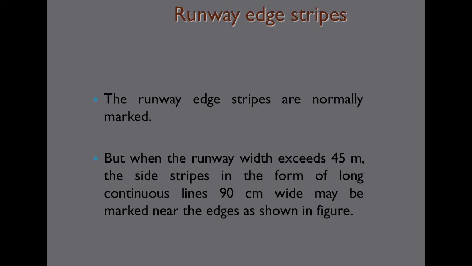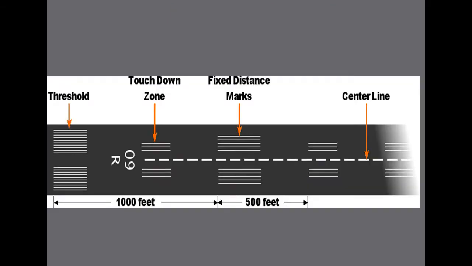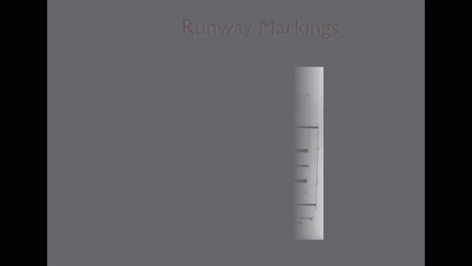Runway edge strips. The runway edge strips are normally marked when the runway width exceeds 45 meters. The side strips in the form of long continuous lines 90 centimeter wide may be marked near the edges as shown. So you can see the dotted lines here. So this indicates the center line. And these are the lines which indicate threshold.